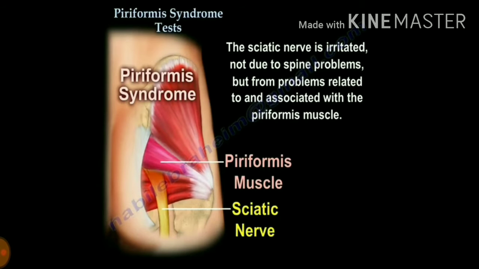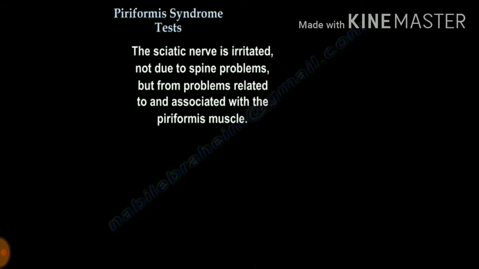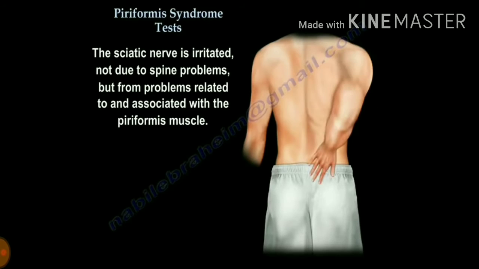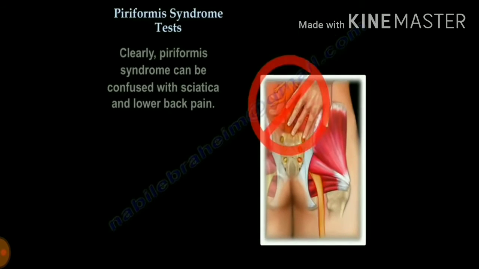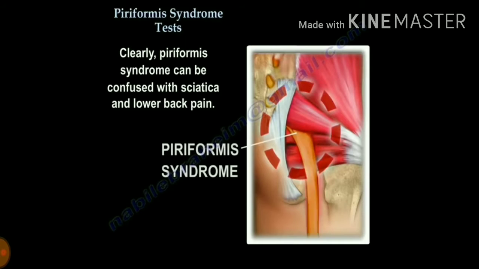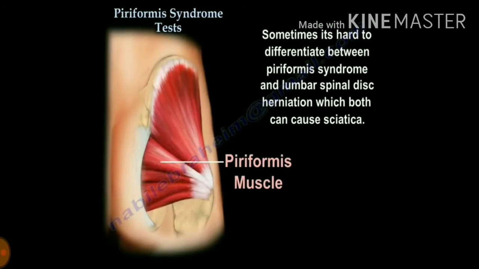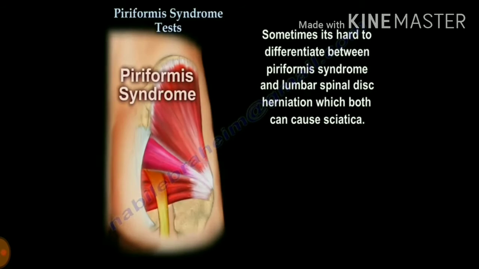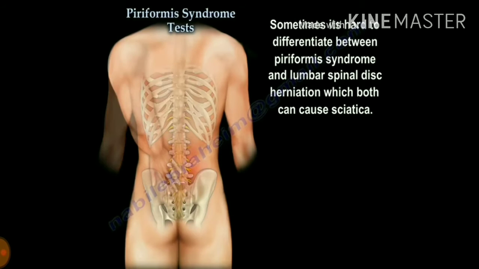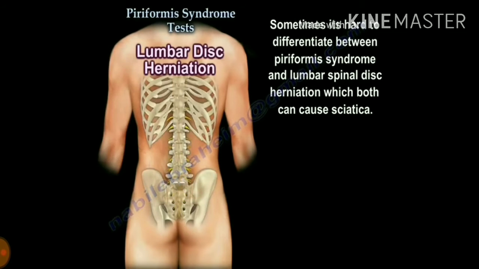So the sciatic nerve is irritated, not from a spine problem, but from problems related to and associated with the piriformis muscle. Clearly, piriformis syndrome can be confused with sciatica and lower back pain. Sometimes it is hard to differentiate between piriformis syndrome and lumbar spinal disc herniation, which both can cause sciatica.